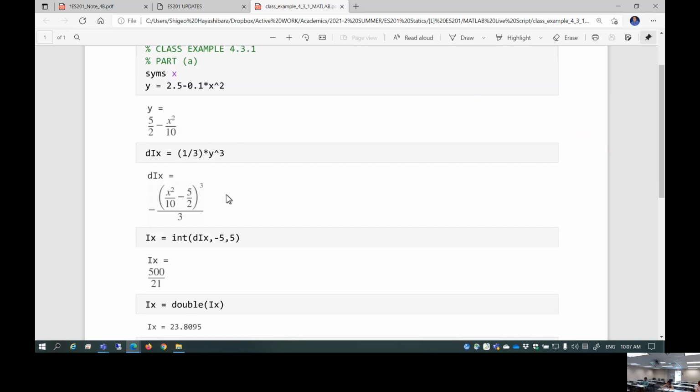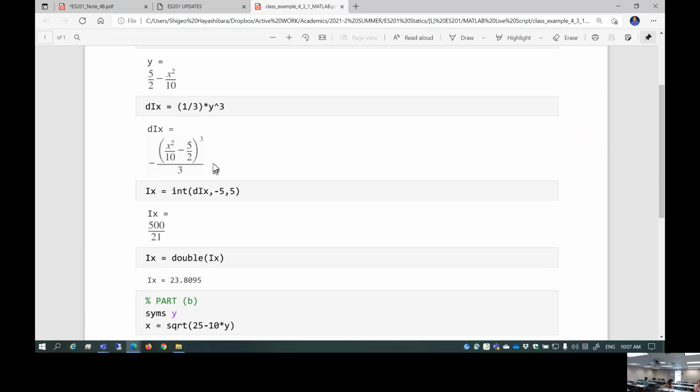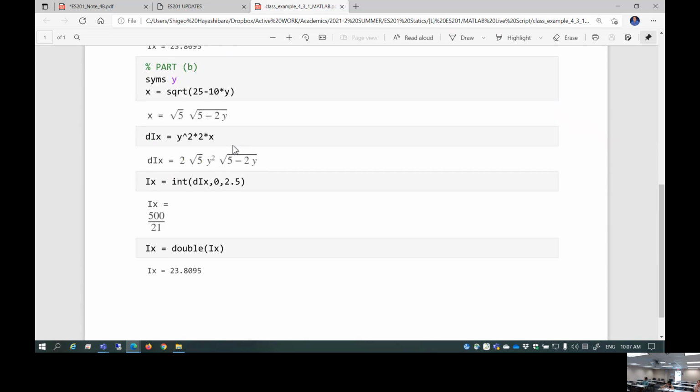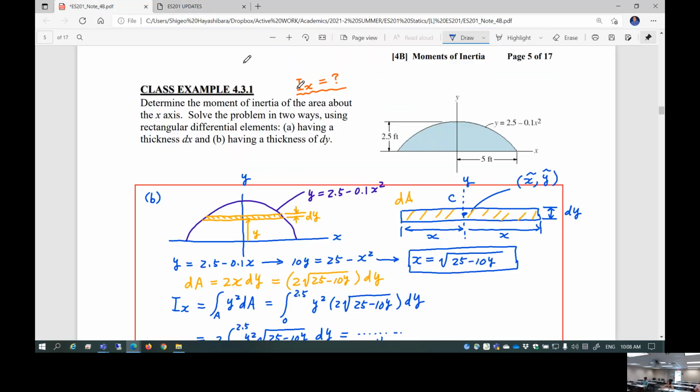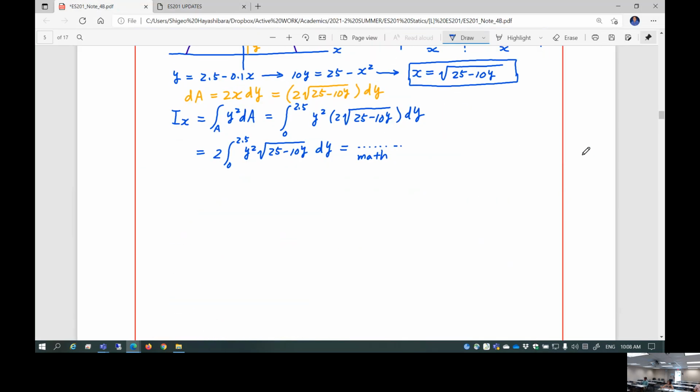And then dIx is, okay, part B. So this is x equal to square root 5 times square root of 5 minus 2y. Ix is the integration of dIx in the range from 0 to 3.5. That's what I have. So 23.8. Okay. Anyways, please take a look at it. This is already given here. Okay, so let's just go back. So this is a hand math. If you do it by hand, it looks like this, but I actually didn't do it by hand.